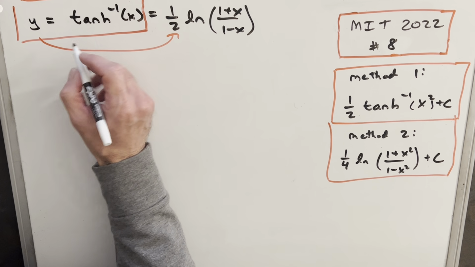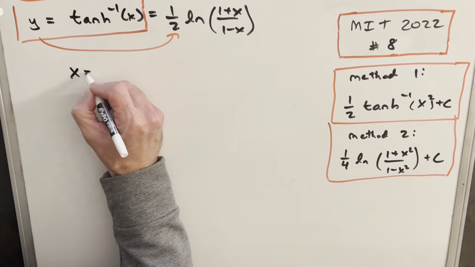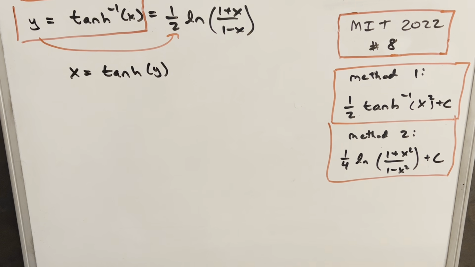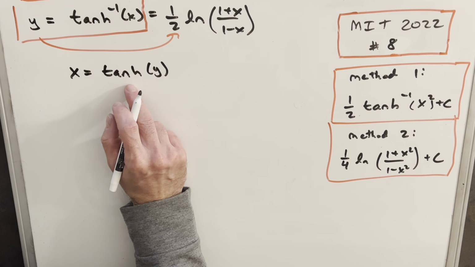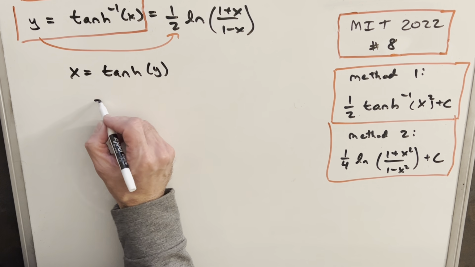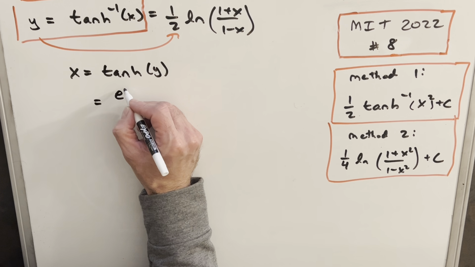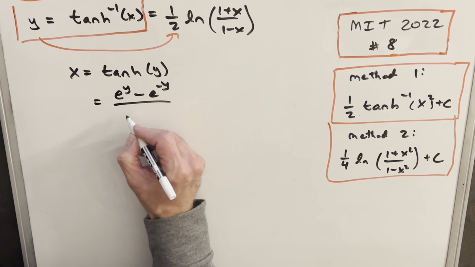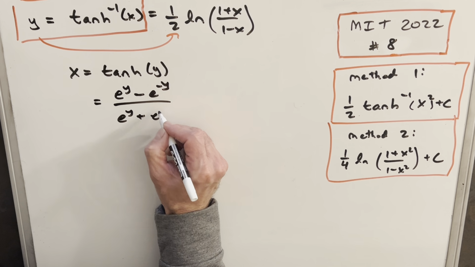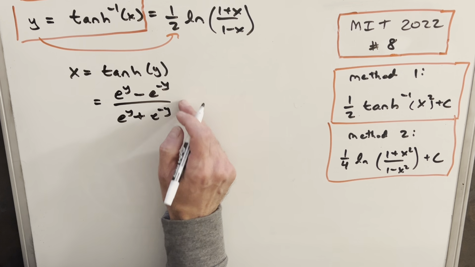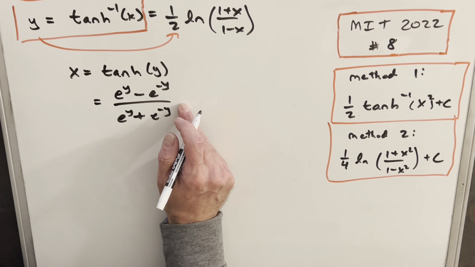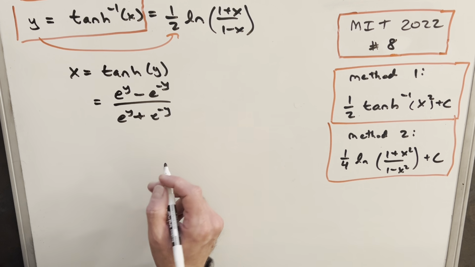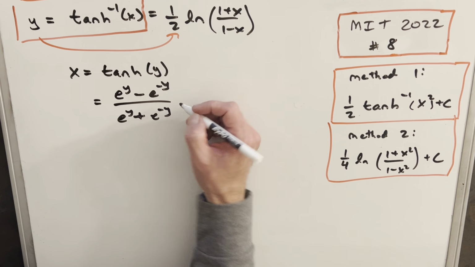Then using our inverse, we can rewrite this as x equals hyperbolic tangent of y. And then we can use our definition of the hyperbolic functions. So we can rewrite our expression as e to the y minus e to the negative y over e to the y plus e to the negative y. That's going to be the same thing as our hyperbolic tangent. You could also do it with hyperbolic sine and cosine, and you'd have the 2's in the denominator that cancel. We're just going to skip to this piece.